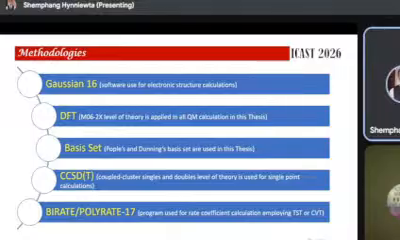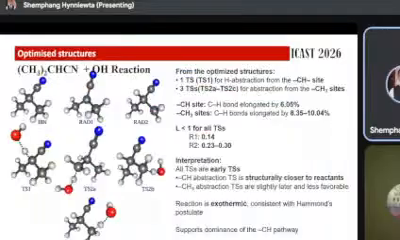Now, these are the methodologies that we use. Sometimes we use Gaussian 16, or sometimes we use a free software, which is GAMESS. We use DFT level of calculation with a basis set to get a better energy. Then we use CCSD calculation, and for the rate calculation, we use BiRate, which is our own program, and there's a commercial one, which is Polyrate.